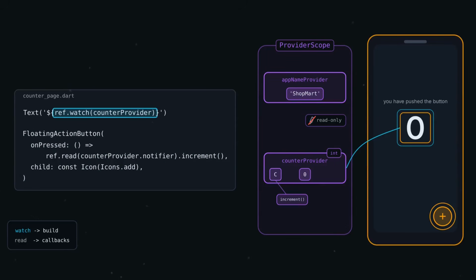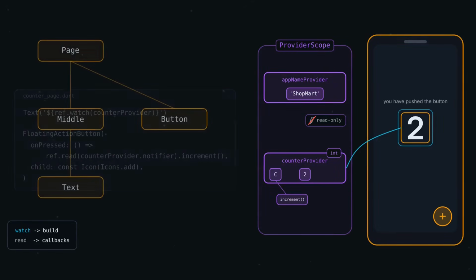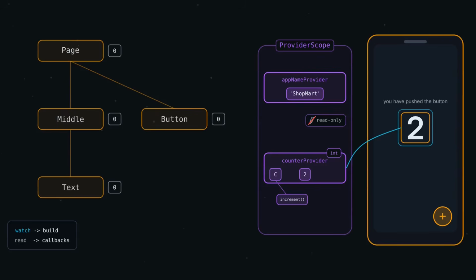Now watch a single tap travel through the whole system. Before we build the cart, one tap and let's count what rebuilds. I have put a build counter on every widget of this screen. Tap. The text showing the number rebuilt. It watches. That is its job. And nothing else. The page did not rebuild. The widgets between the page and the text did not rebuild. The button did not rebuild.